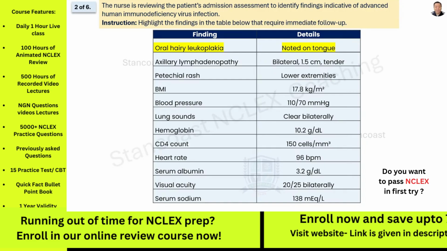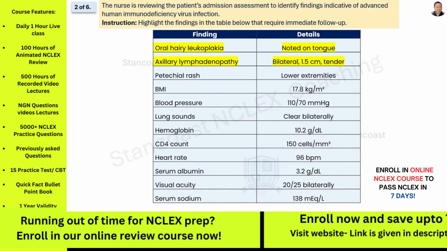Now, another finding that you should highlight is the axillary lymphadenopathy, bilaterally 1.5 centimeters, tender. Because in someone with advanced HIV, swollen lymph nodes can mean a few things. It could be an active infection, lymphoma, or another HIV-related illness going on. Now, you should not ignore these swollen lymph nodes because they have to be evaluated. They're going to need imaging, even biopsy, to figure out what's going on underneath.